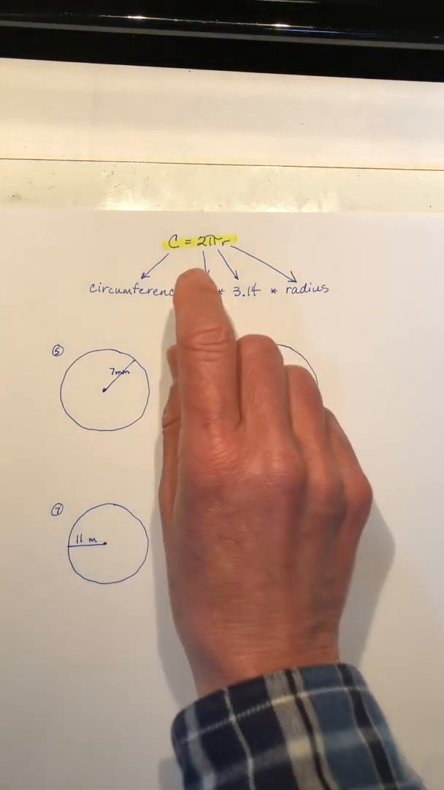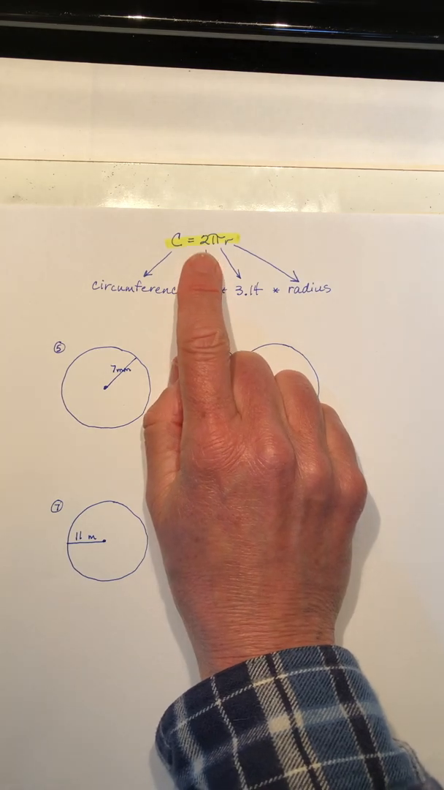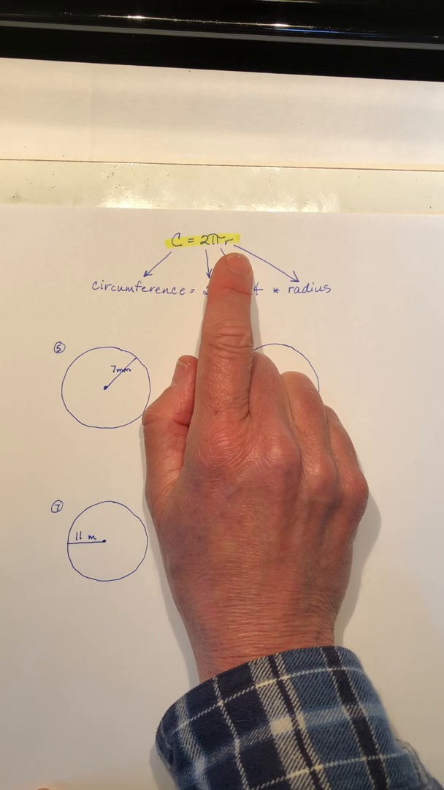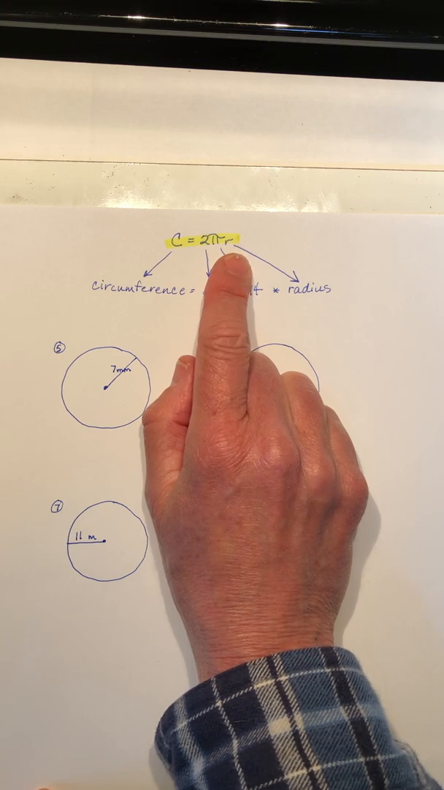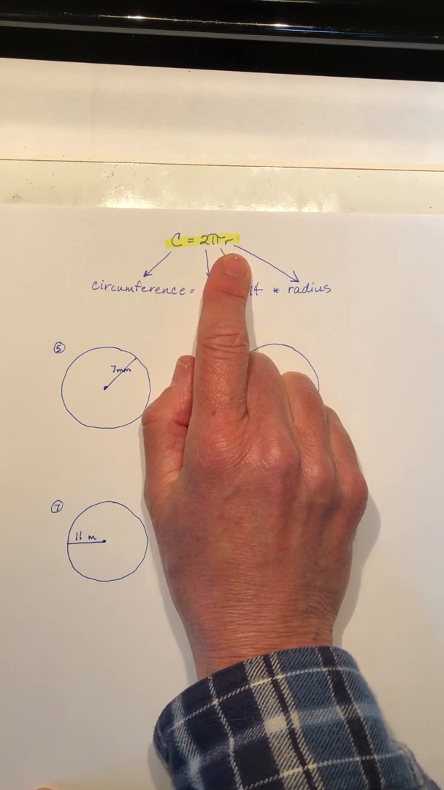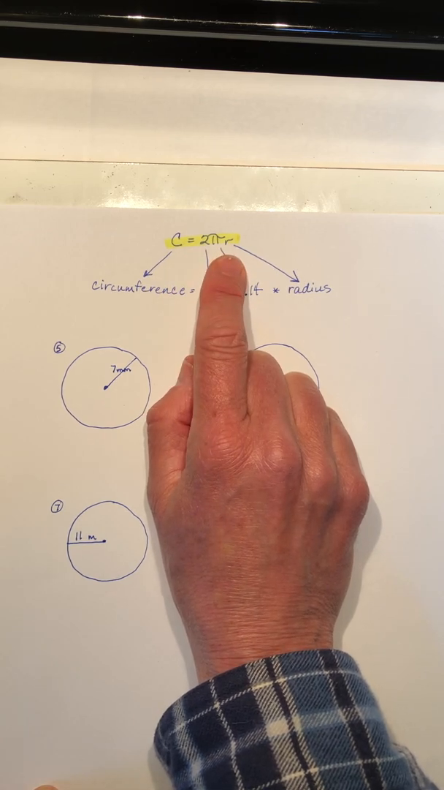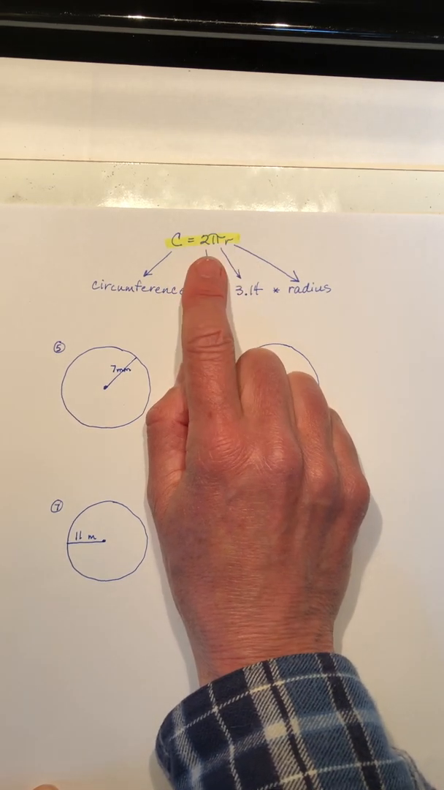So why does this make sense? Why do we have 2 formulas? When we multiply 2 times r outside of the pi there, what we're really doing is finding the diameter. 2 times the radius is the diameter. And that's why this makes sense.